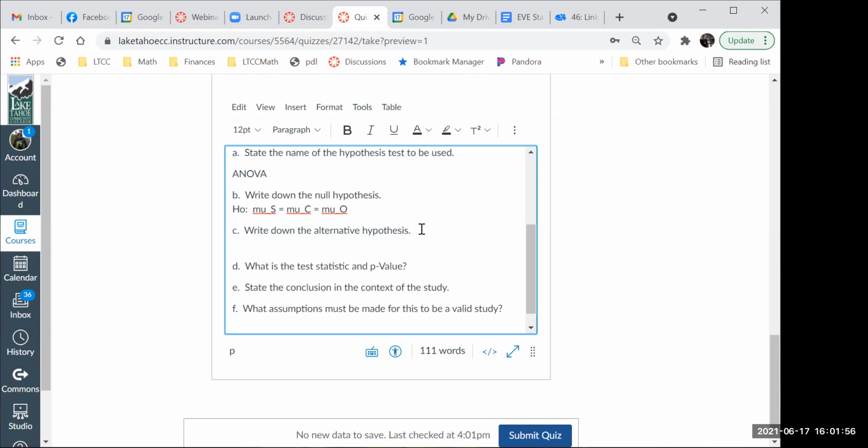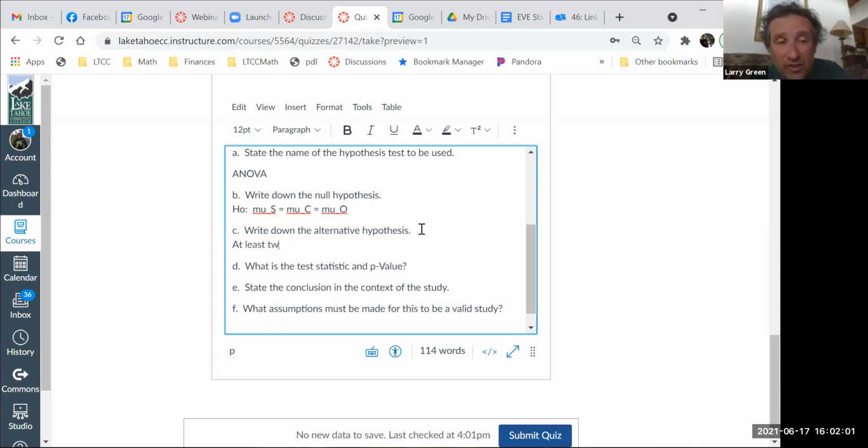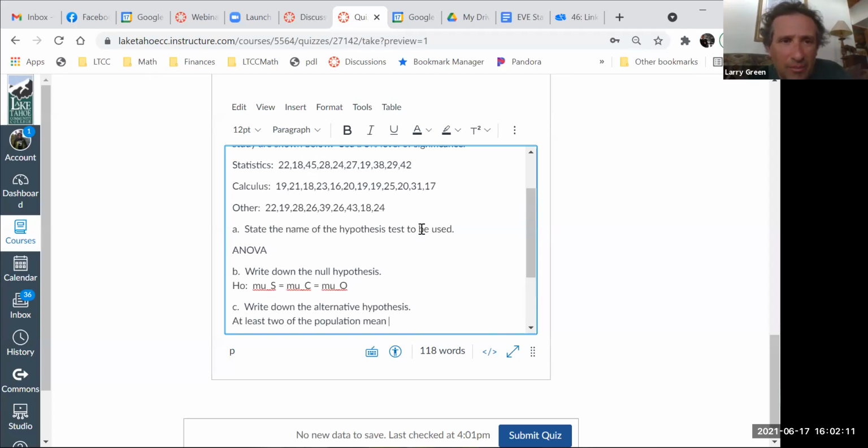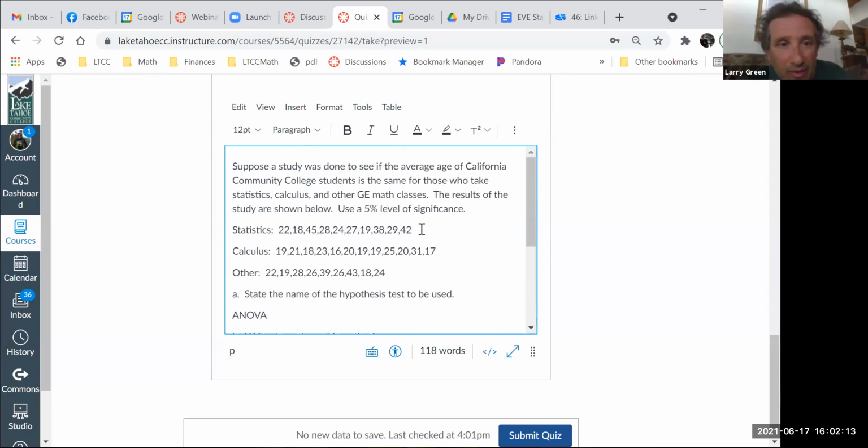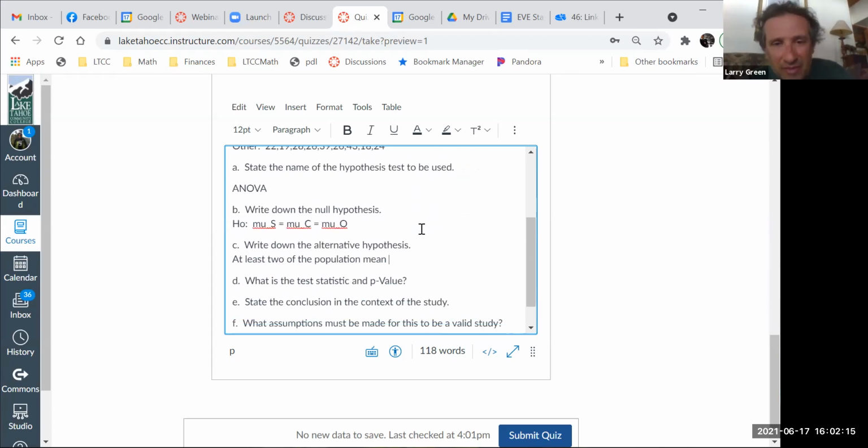At least two are different. Yeah, at least two of the population means, and these are mean ages, is what the question was about, differ. Any questions on that?